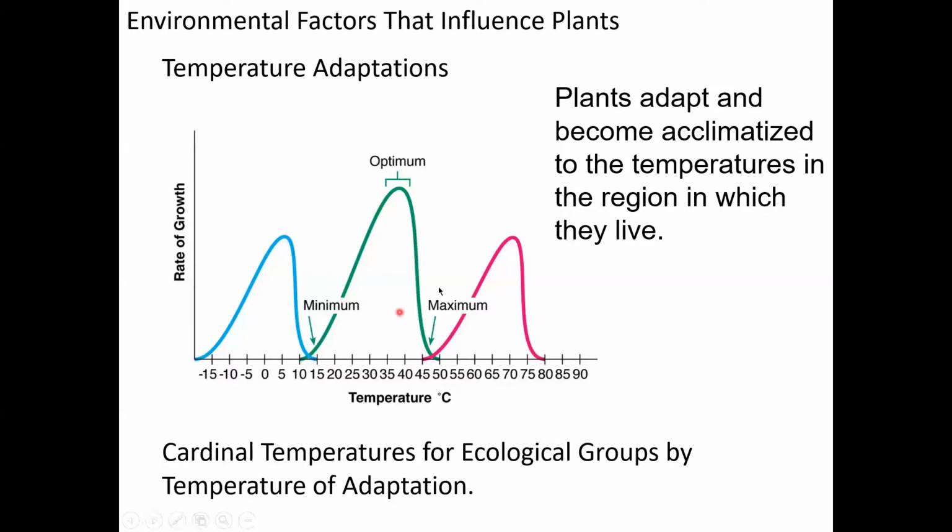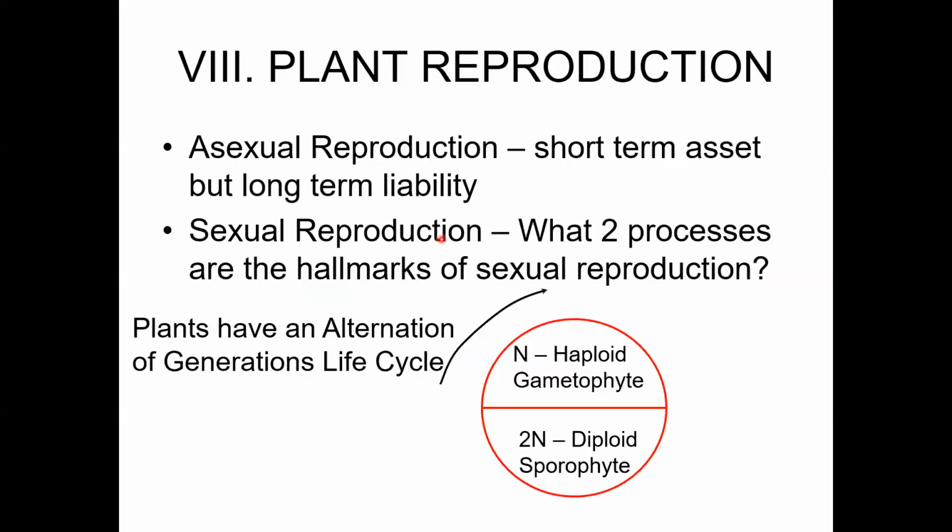Now, the optimum range is the small temperature range between the minimum and the maximum that promotes the fastest growth rate, which is another way of saying the shortest generation time for a given species. All right. Okay, any questions about plant physiology?